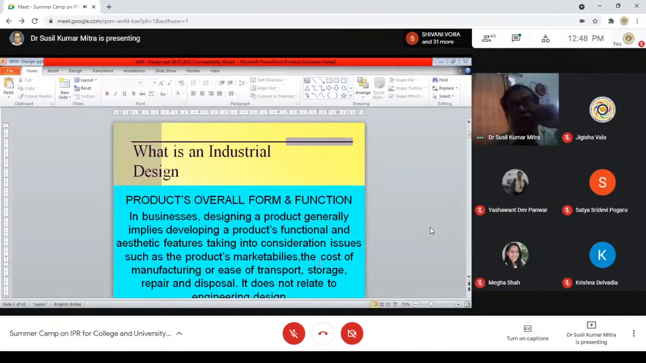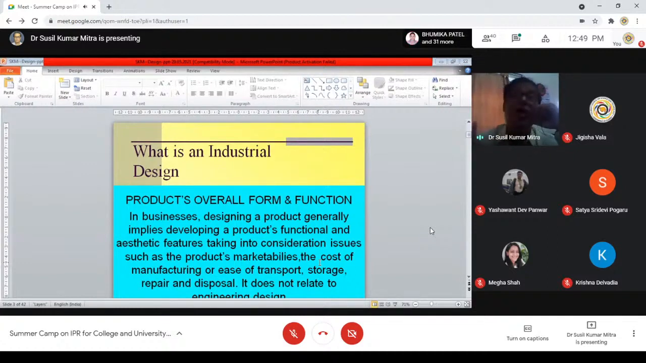Every product or every article has some functional part, but overall we should consider the aesthetic beauty of the product also. So in business, designing a product generally implies developing the product's functional as well as aesthetic features, taking into consideration issues such as the product's marketability, cost of manufacturing, transportation, storage, repairing, disposal, everything. It will come under the point of discussion in design, and it does not relate to engineering design.